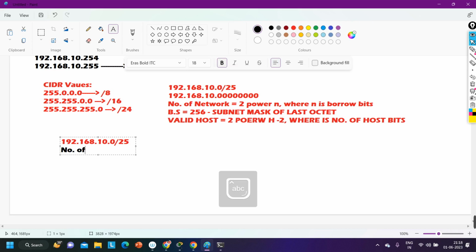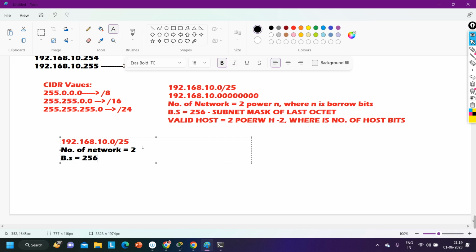2 to the power n, where n is the borrowed bits. So 2 to the power 1, which is 2. So the number of networks will be 2. Block size will be what? Block size will be 256 minus 128.